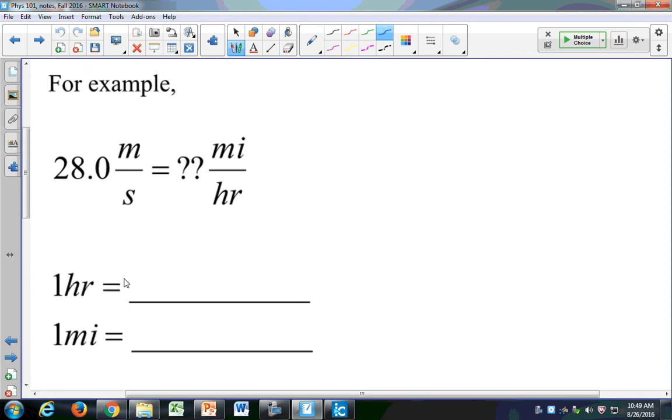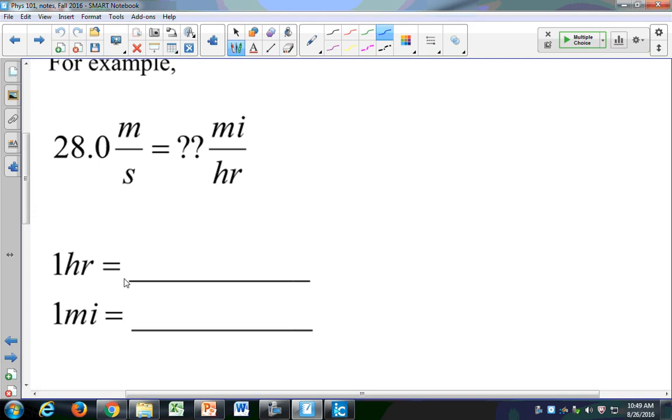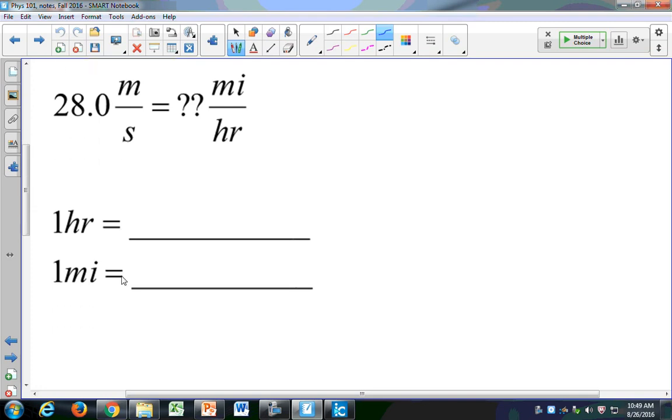Let's say, for example, we want to convert 28 meters per second to miles per hour. Now, you might just want to go to Google. And by the way, if you go to Google and you put 28 meters per second equals question mark, it does the conversion for you. Y'all know that? I use it all the time. It's great. But you do need to know, because you won't have Google, you do need to know how to do conversions.